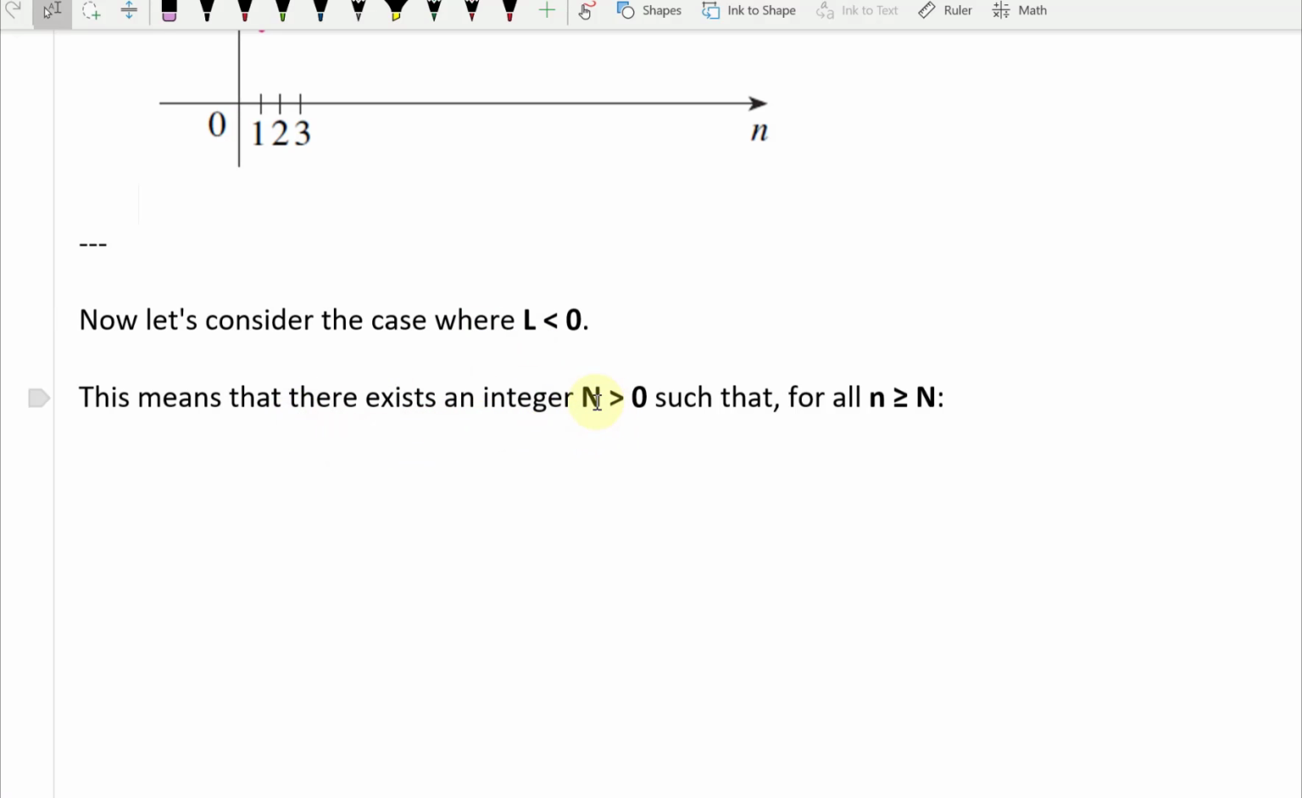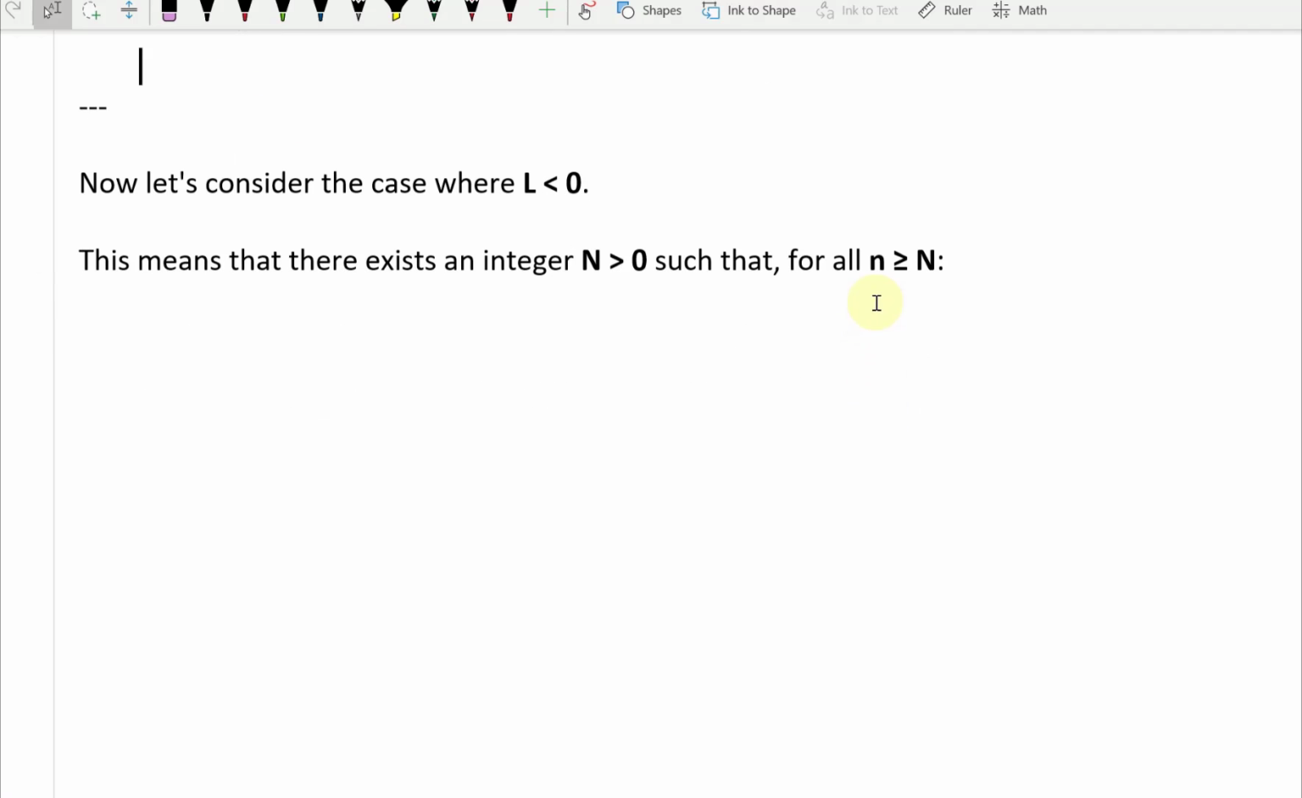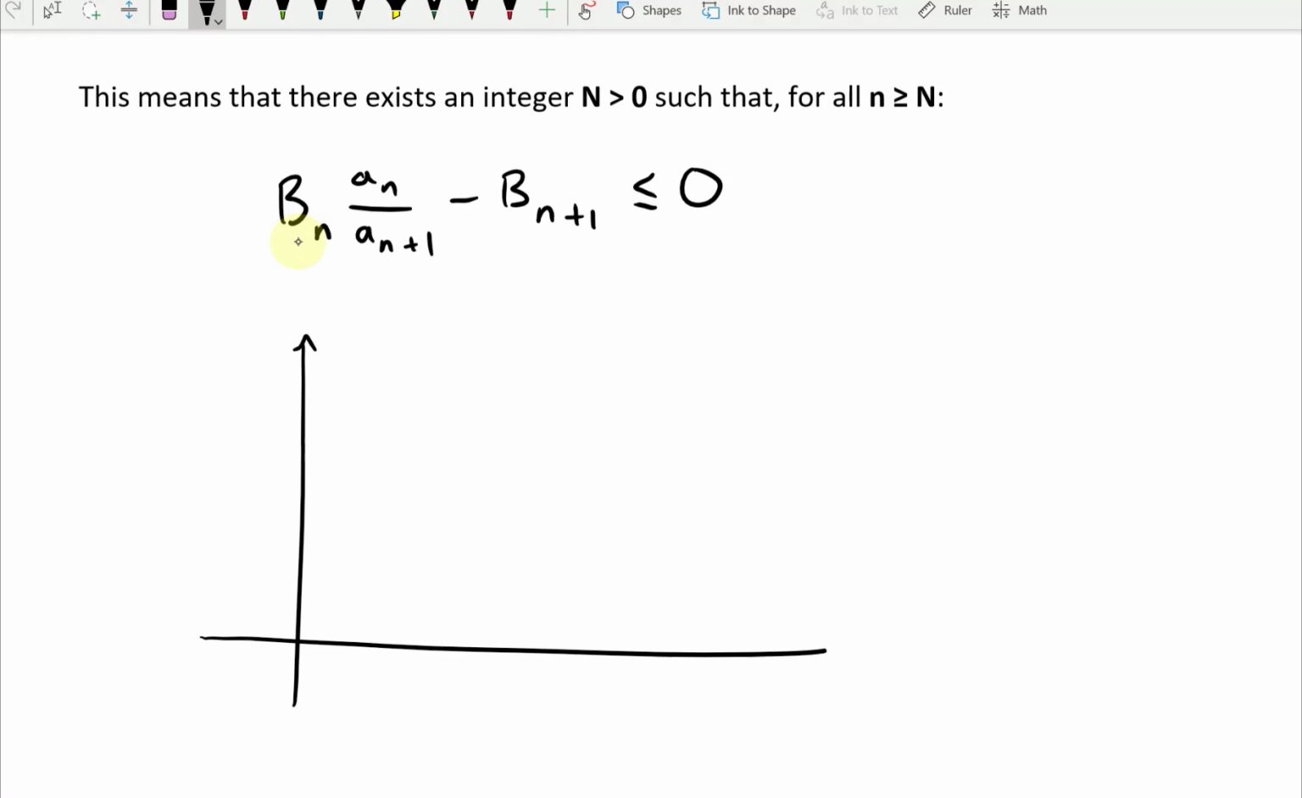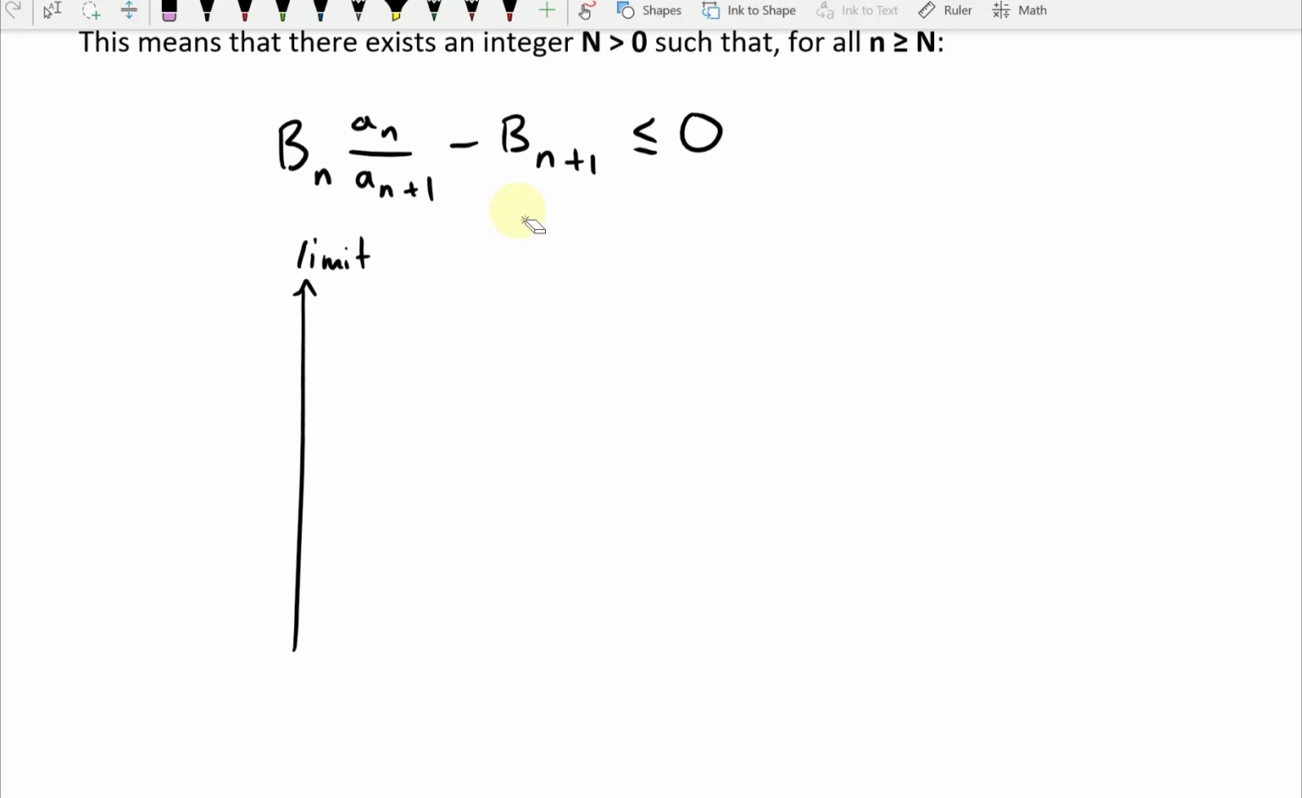This means that there exists an integer capital N greater than 0, such that for all n greater than or equal to capital N, we get b_n a_n over a_{n+1} minus b_{n+1} is less than or equal to 0. And this again means our limit, the limit as n approaches infinity of b_n a_n divided by a_{n+1} minus b_{n+1}, is now less than 0.